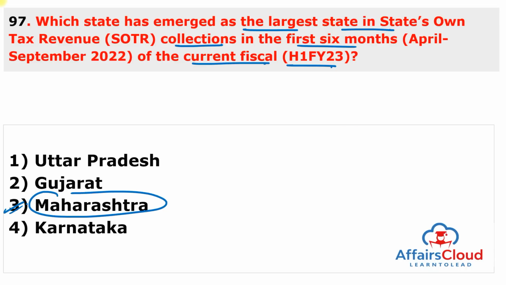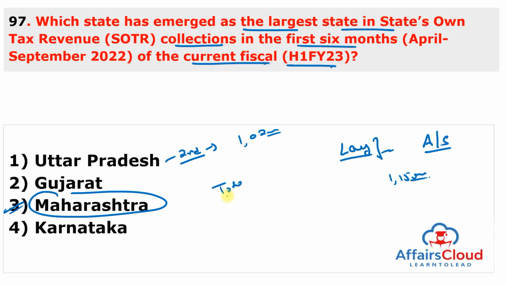So Maharashtra emerged as the largest state in the state's own tax revenue collection between April to September, the first 6 months of the financial year 23, and this is almost 1,15,000 crore rupees. And the provisional data for this state collection was released by the Comptroller and Auditor General of India. And Maharashtra is followed by Uttar Pradesh. Second rank goes to Uttar Pradesh. Total collection is almost 1,02,000 crore rupees, and third rank goes to Tamil Nadu. Tamil Nadu's total collection is almost 68,000 crore.